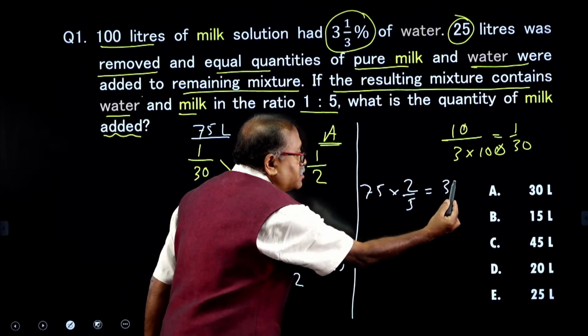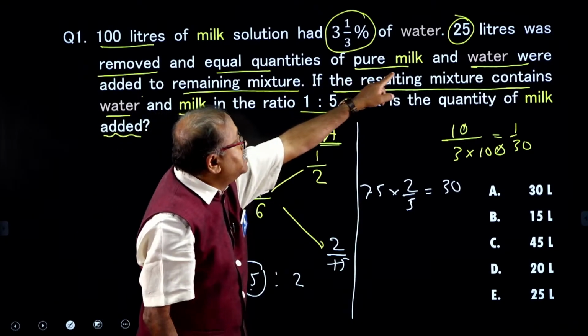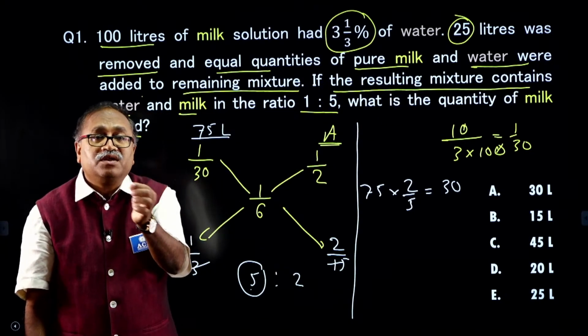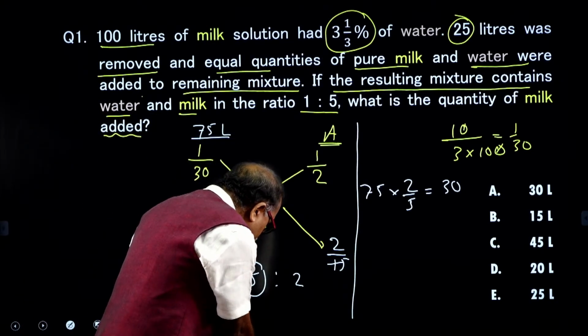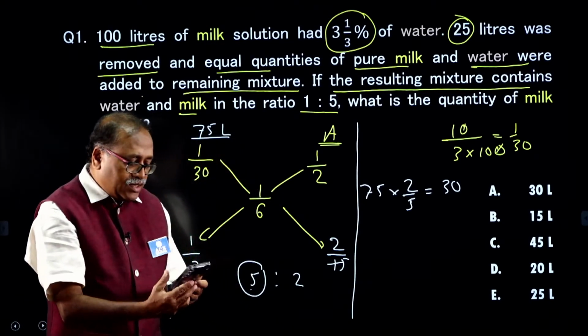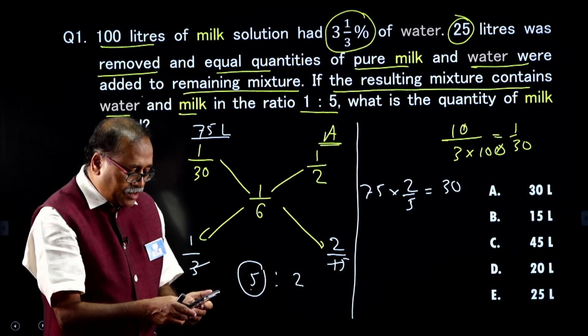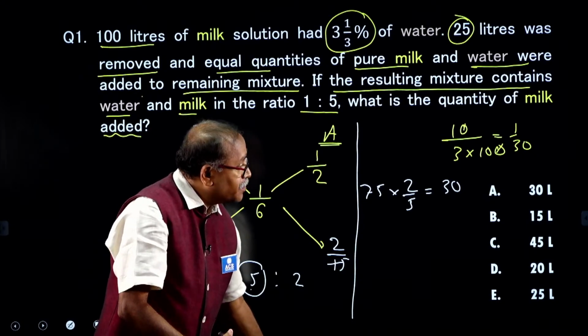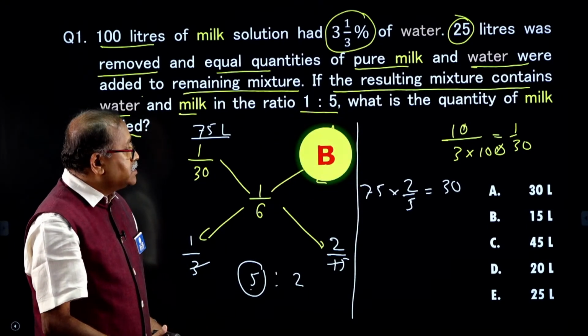What do I get here? 30 is the total quantity, that is milk and water, and the milk and water are equal there. Can I check the answer? Can I check the answer? Yes, come on. Okay. Up to this, if it is clear, I will check your answer.